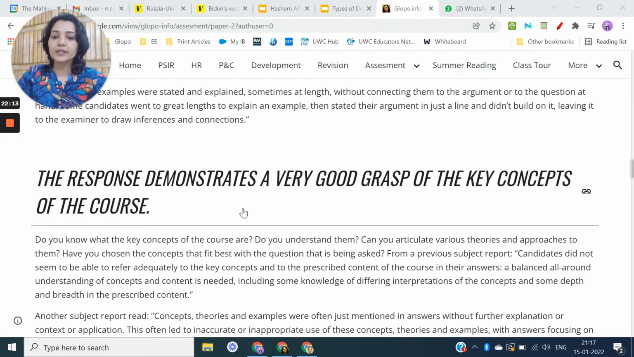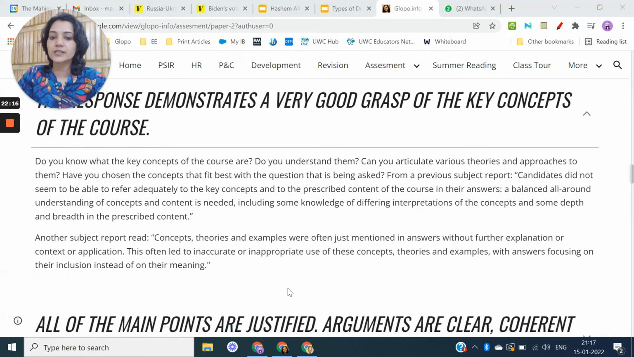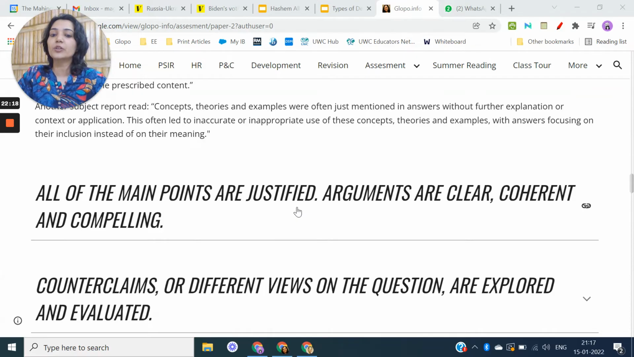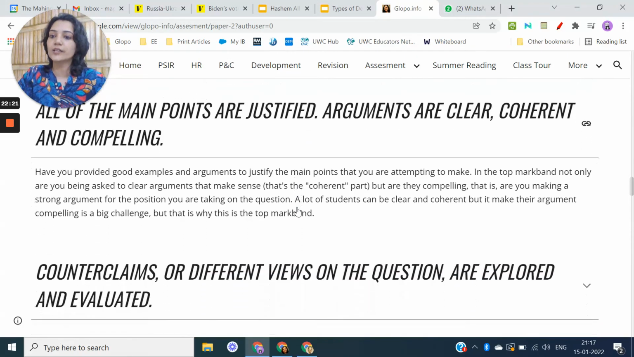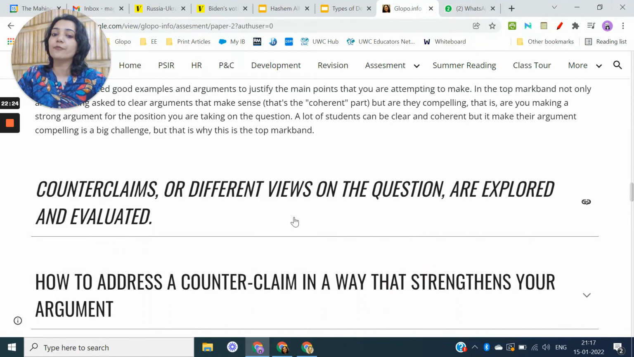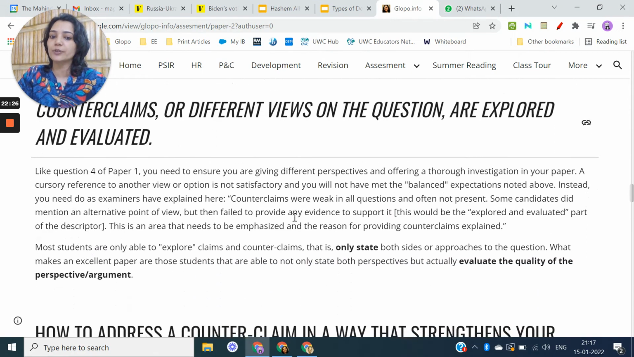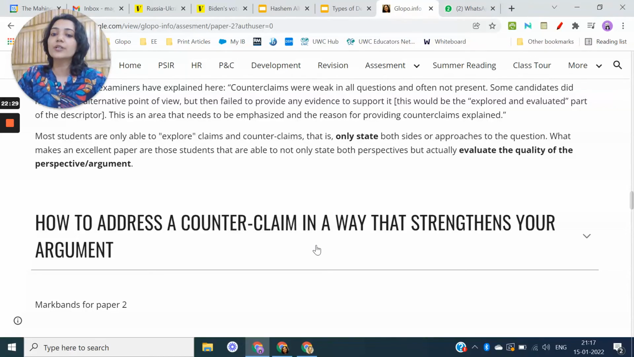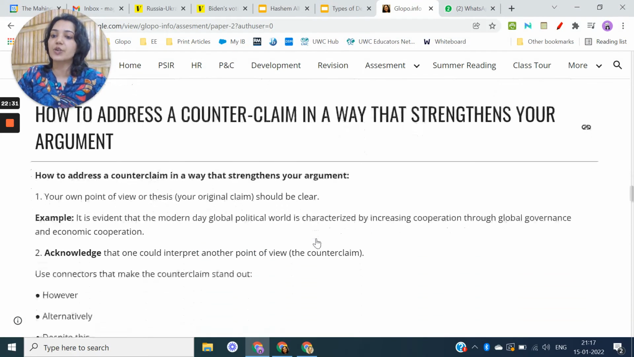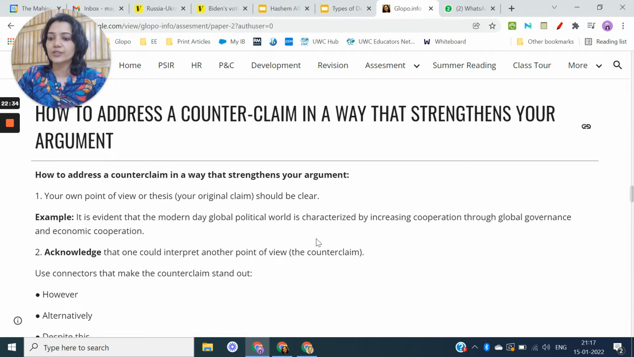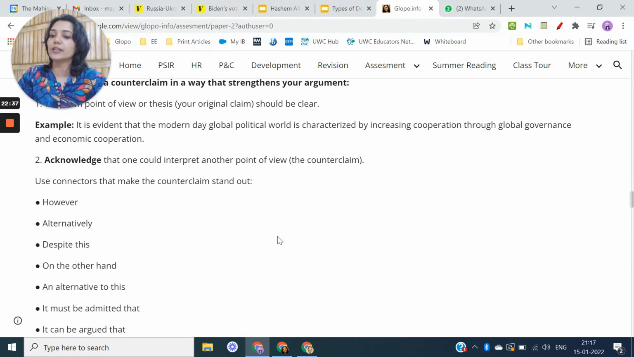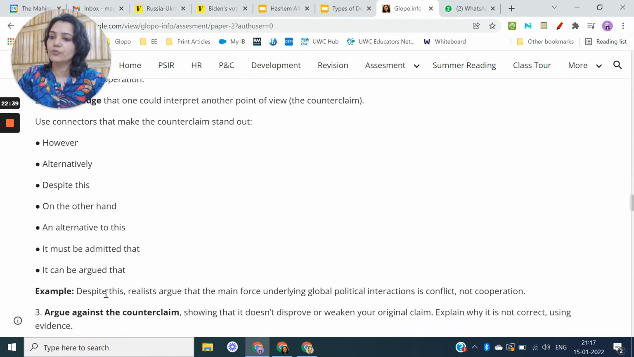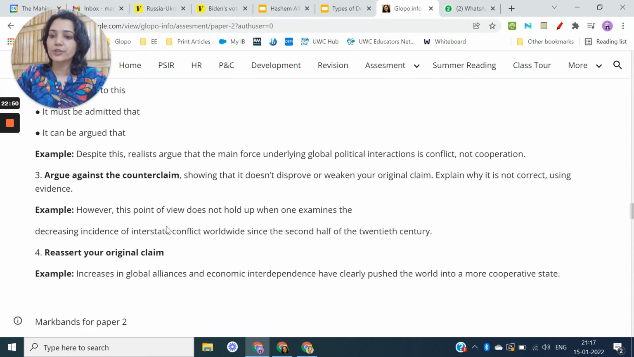All right, so this is the next top mark band sentence, and here I have decoded it. All of the main points are justified, arguments are clear, coherent, and compelling. Counterclaims or different views on the question are explored and evaluated. I just explained this one to you. How to address a counterclaim in a way that strengthens your argument. This is what I have written down over here: how can you use a counterclaim? You can use these connectors: however, alternatively, despite this, on the other hand, an alternative to this, it must be admitted that, it can be argued that. All these connectors you can use.